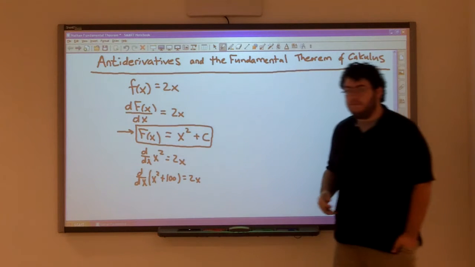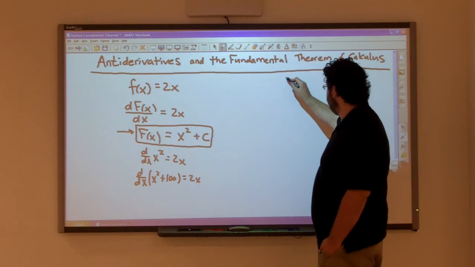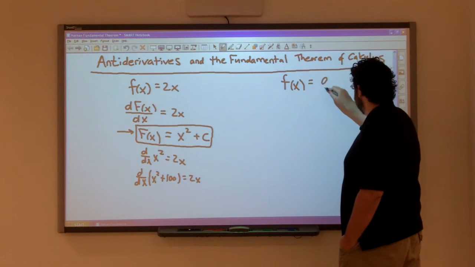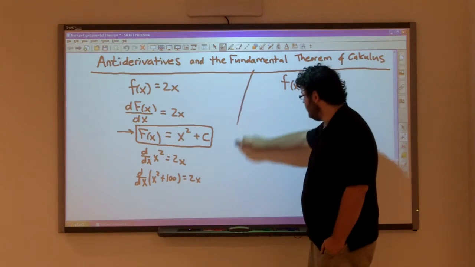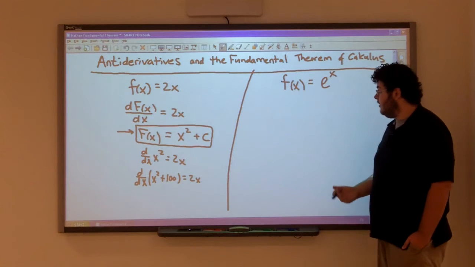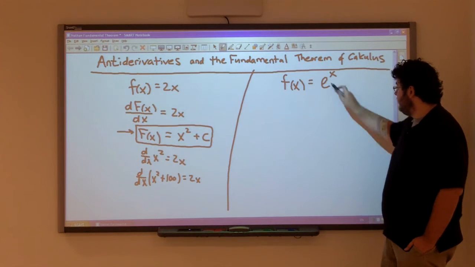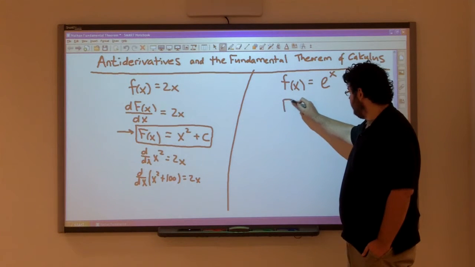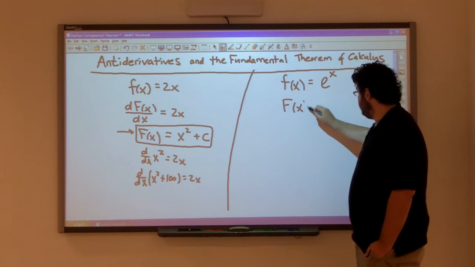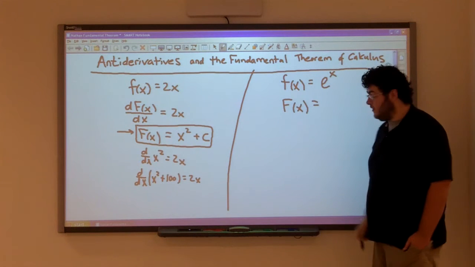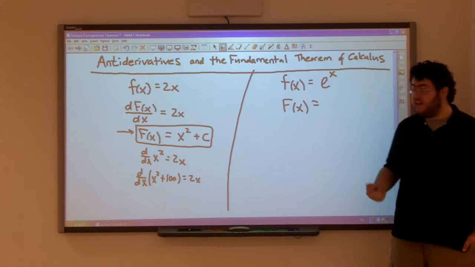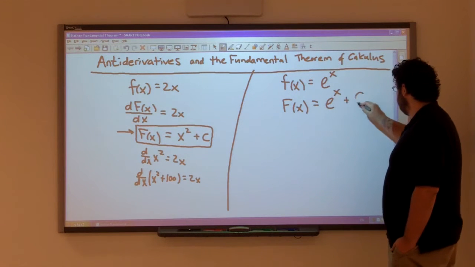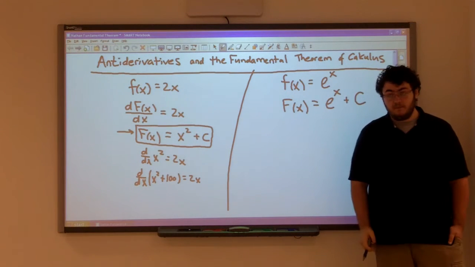So let's do another example. Let's say we want to find the antiderivative of f of x equals e to the x. So the question is, what do you take the derivative of to get e to the x? We say the antiderivative is whatever you take the derivative of to get this. But what do you take the derivative of to get e to the x? E to the x. Nice simple function. But remember, always add a constant.